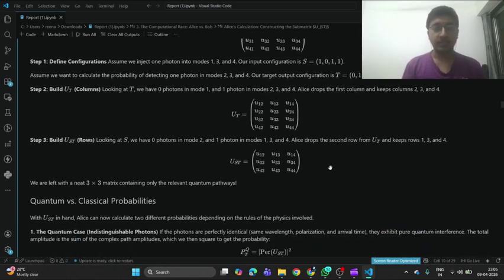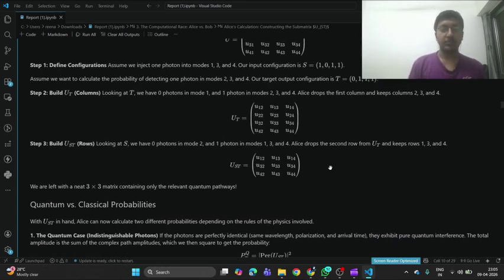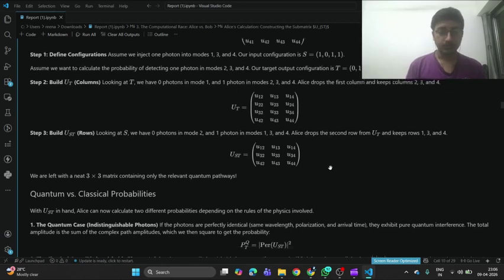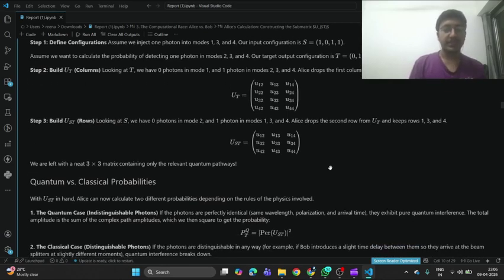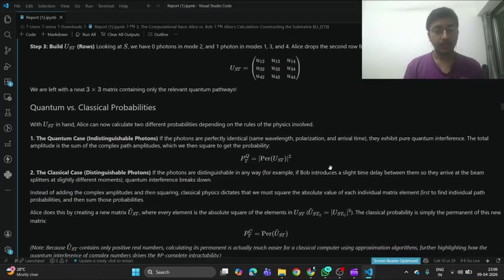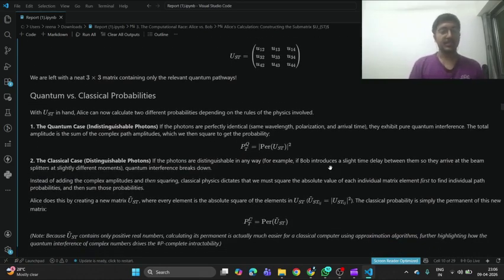Again, we look at the input configuration and see that the second mode of the input is 0. This means for matrix UT, we'll consider only the rows 1, 3 and 4. This gives us the matrix UST. This represents all the relevant quantum pathways that we need to find the resulting probability amplitude. Once Alice has constructed this matrix UST, to find the quantum case where she has indistinguishable photons, she must find the permanent of this matrix UST first and then square it to get the final probability.